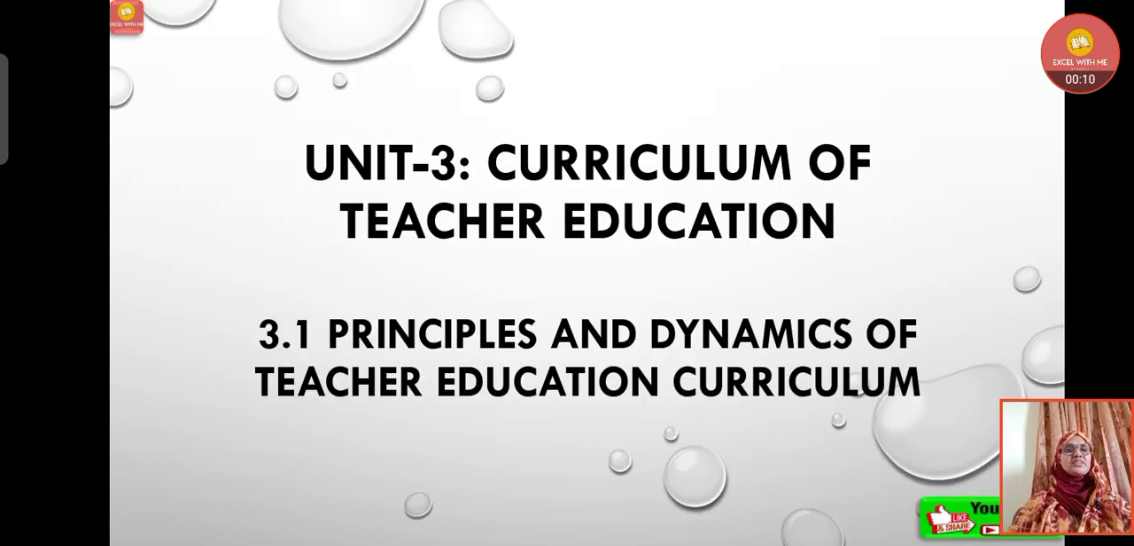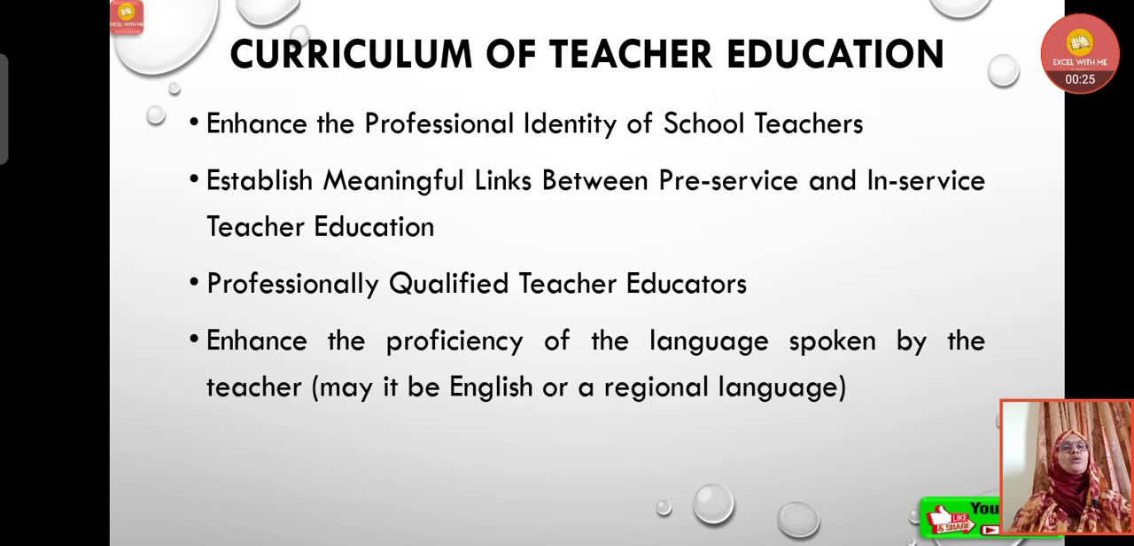Let's start today's class, that is curriculum of teacher education of the paper Perspectives of Teacher Education with the subtopic Principles and Dynamics of Teacher Education Curriculum. Now let's understand first why we need this curriculum of teacher education.